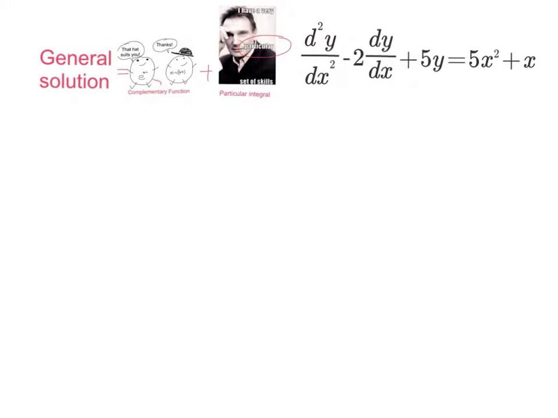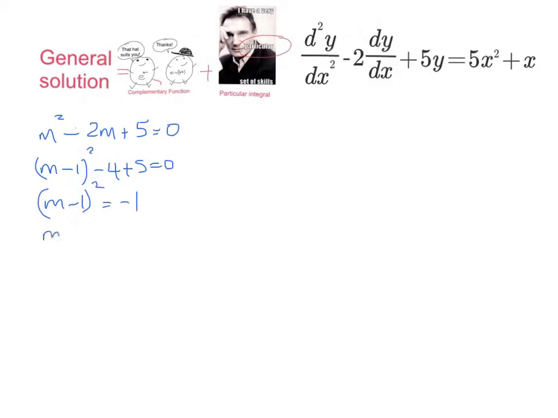We'll start with the complementary function. So we make the auxiliary quadratic m squared minus 2m plus 5 equals 0. And then we try and solve it. I don't think that's going to factorise, but if I complete the square, m minus 1 squared minus 1 plus 5 equals 0, I'm going to get m minus 1 squared equals minus 4. So m minus 1 is plus or minus 2i, so m is 1 plus or minus 2i.